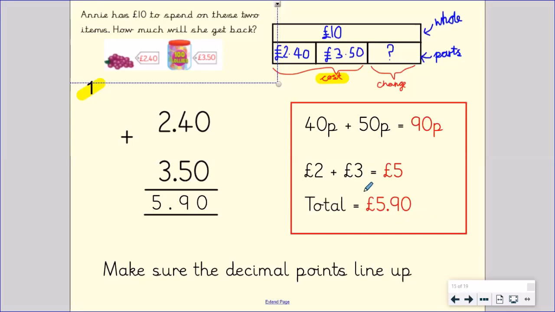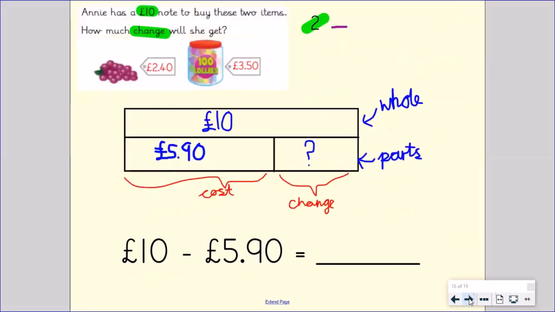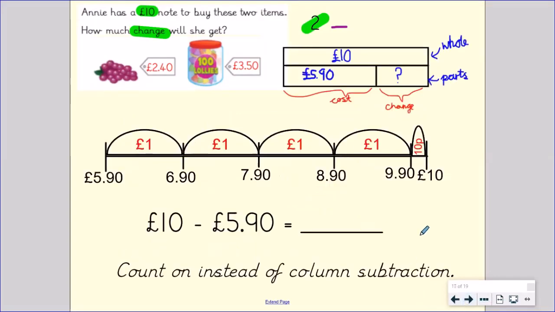All right, so I've found my first answer, which is the total cost. My total cost, these two together, is £5.90. What I need to do now is take my total cost, so this is now my second part of the question, take the total cost from £10, which is the amount of money I started with. Okay, so I can do that in two different ways again. I could do formal written subtraction, or I can count on. Okay, so rather than doing my subtraction question as formal written method, I'm going to count on.